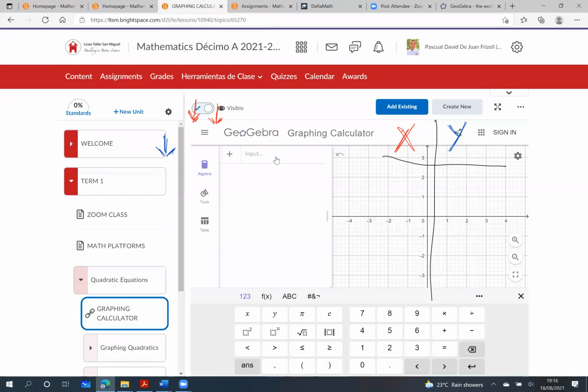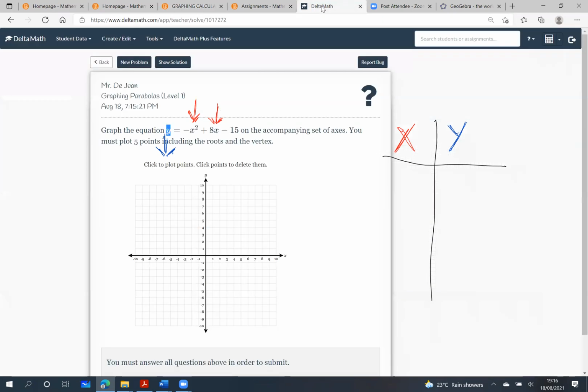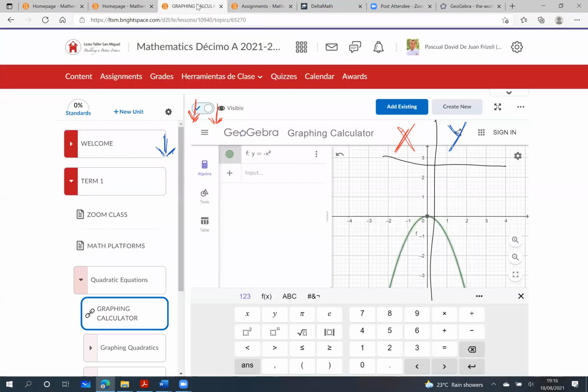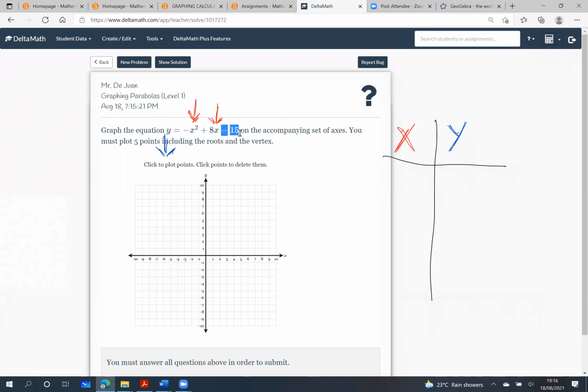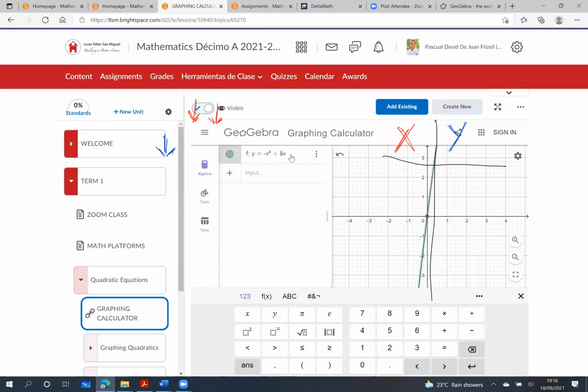So just to show you guys how to use the graphing calculator, what's left for you in Brightspace, quadratic equations, very visible. Y equals negative x squared plus 8x. So I'm going to do negative x squared plus 8x. And what was the c term? Minus 15. Yeah, so negative x squared plus 8x minus 15.